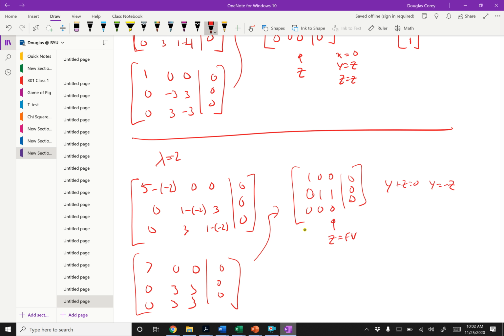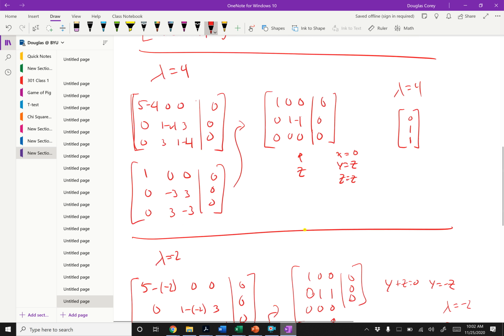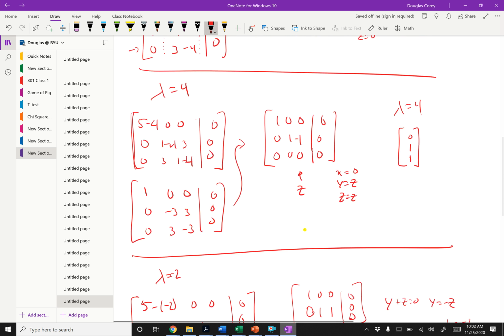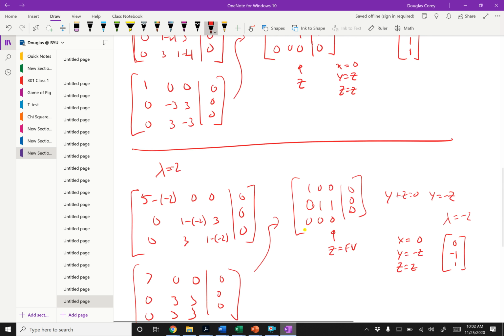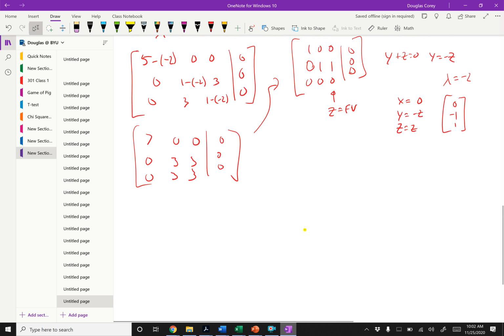So that means z equals z, y equals negative z, and x equals 0. So for lambda equals -2, I get 0, -1, 1. Okay, so now I've done the hard work of finding the eigenvalues and the corresponding eigenvectors.